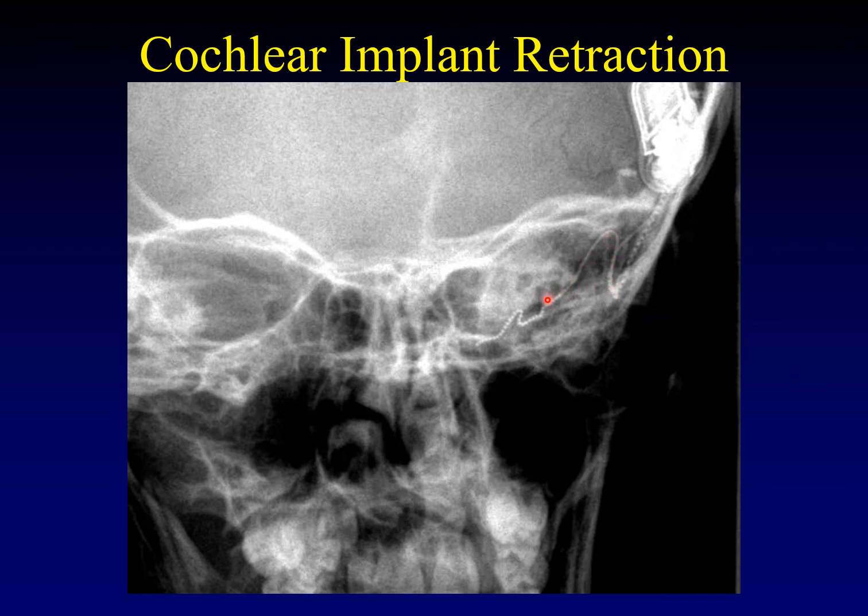Here is the lead coming in, and you can see that instead of curling within the cochlea right here, it has backed out, and there is redundancy of the lead within the middle ear cavity instead of curling within the cochlea.